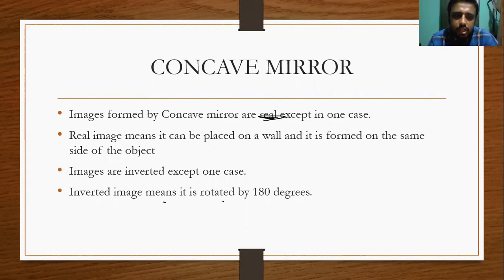An inverted image means it is rotated by 180 degrees. If we are standing in front of a mirror and I raise my right hand, then in the image in the mirror I would be raising my left hand. So this is what it means to be an inverted image.